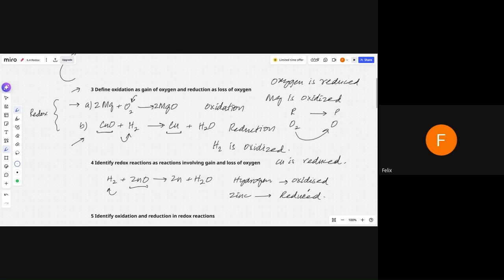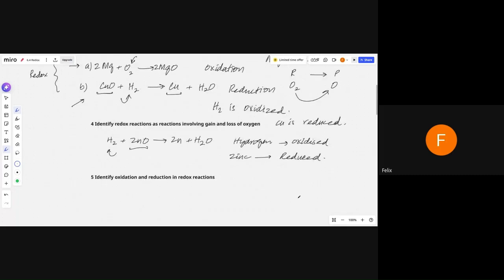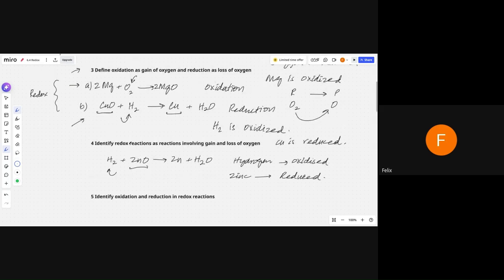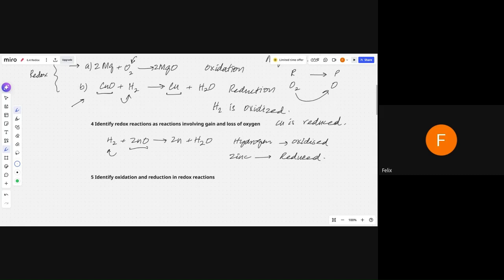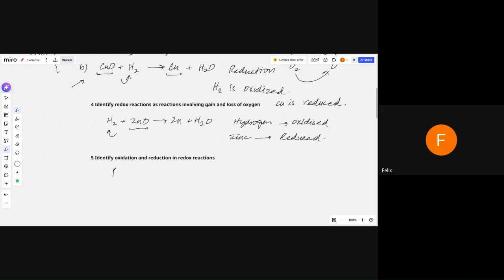Now we move on to the next topic, which is topic number 5: identify oxidation and reduction in redox reactions. Well, I think we are doing the same thing since topic number 3, but they really like to oversimplify the topics. But anyway, let's try. Let me write this reaction: Fe2O3 plus 3CO changes into 2 iron atoms plus 3 carbon dioxide. So that's the balanced equation, right? Now in this equation, try to figure out what is being oxidized and what is being reduced.